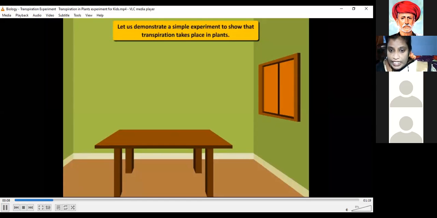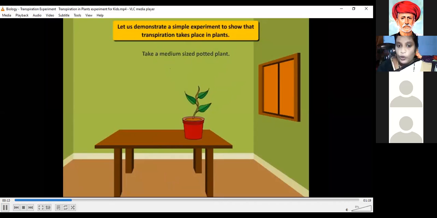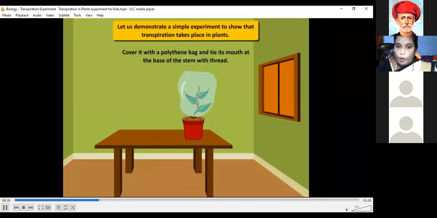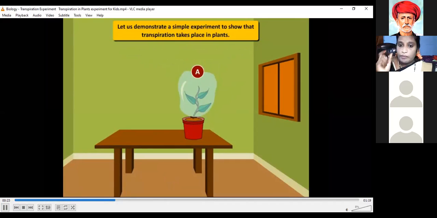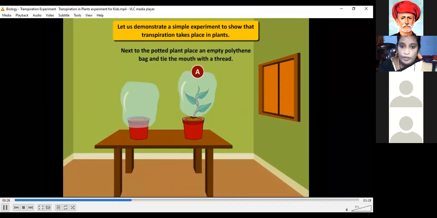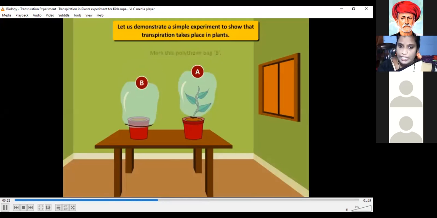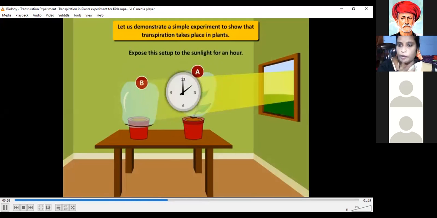See, ma, in this video, let us demonstrate a simple experiment to show that transpiration takes place in a plant. We will take one potted plant, cover it with a polythene bag and tie the mouth. We will mark it A, so you can identify A. Next, we will take an empty pot and cover it with plastic paper. We will name it B.